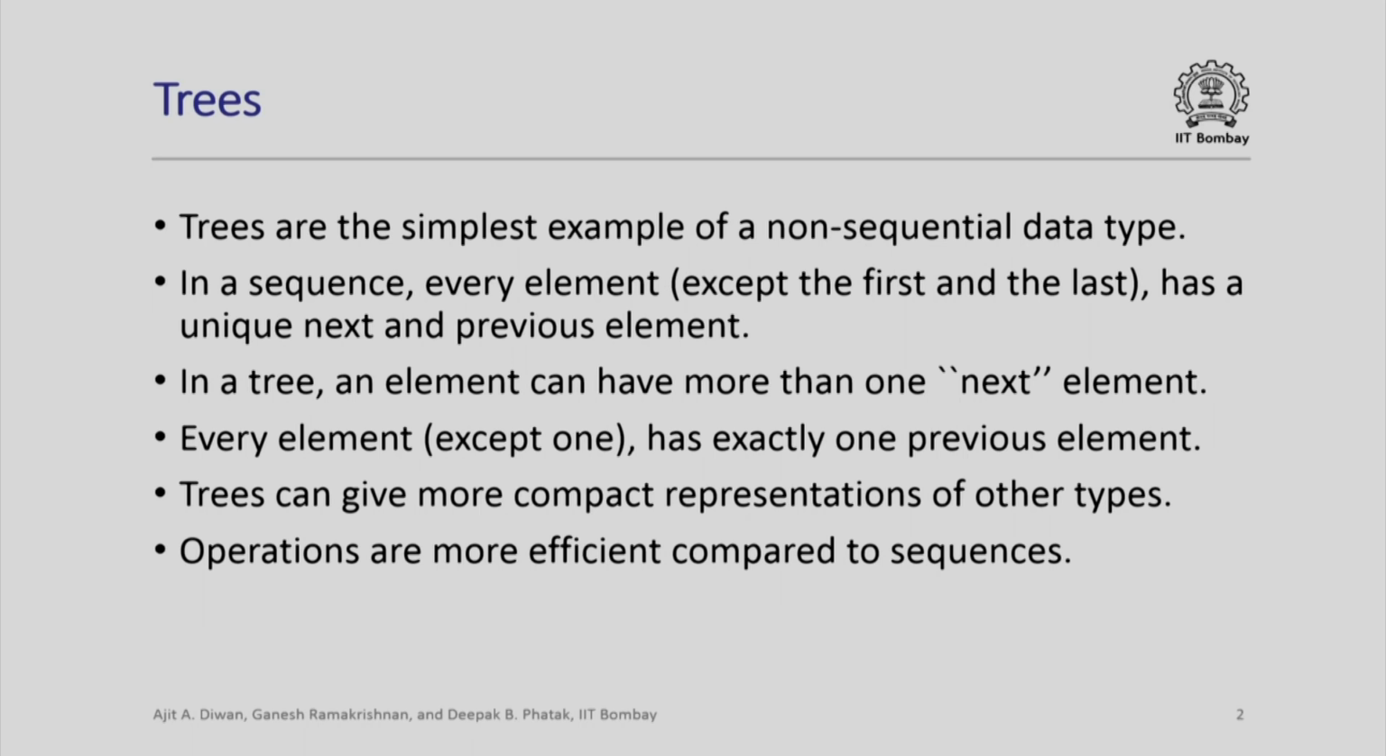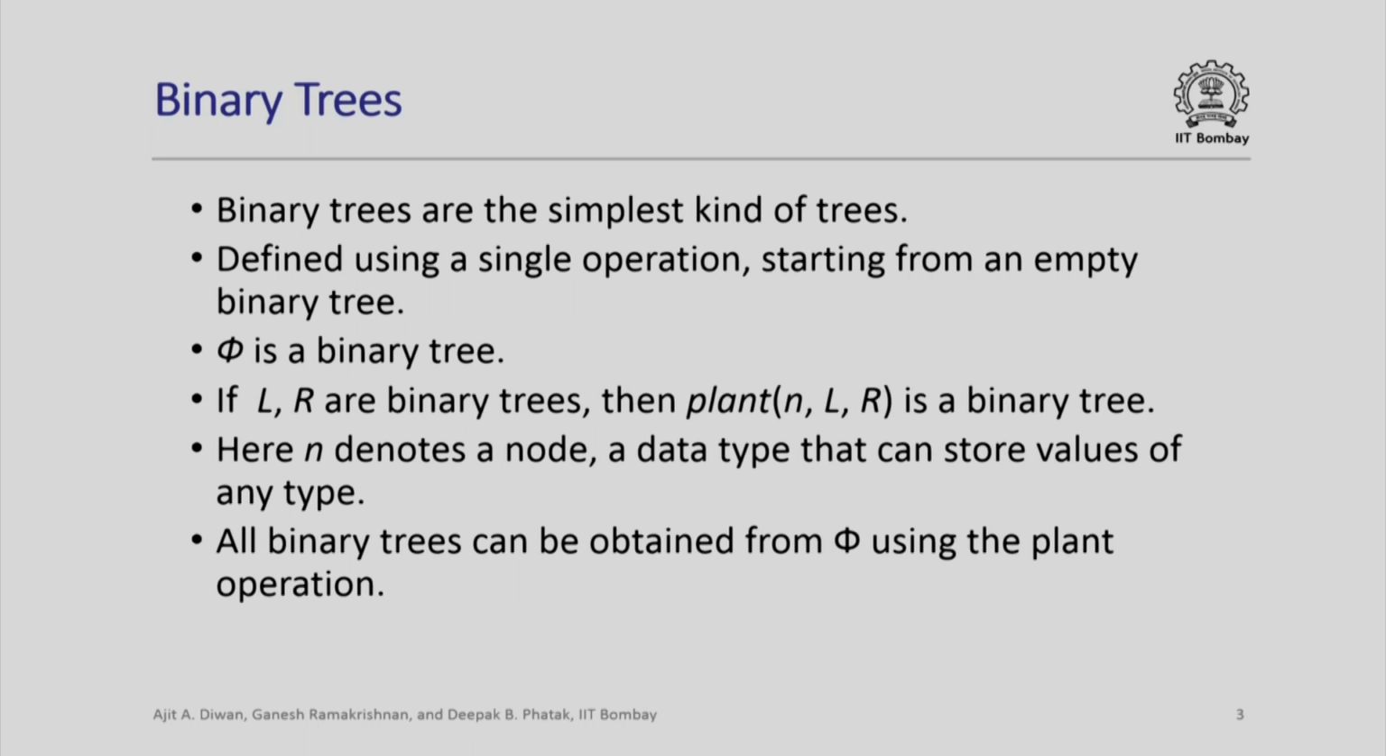Instead of having just one next element for each element, we can have more than one. And trees can give more compact representations for other data types, and also operations on trees are more efficient compared to sequences. So let us define what are called binary trees formally. There are many kinds of trees, and binary trees are the simplest examples of trees. So let us define what they are.